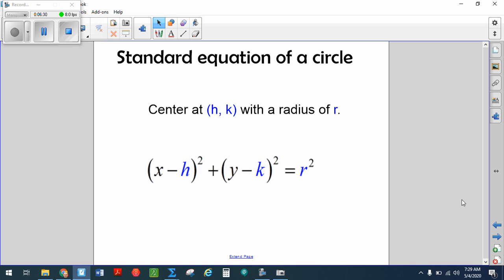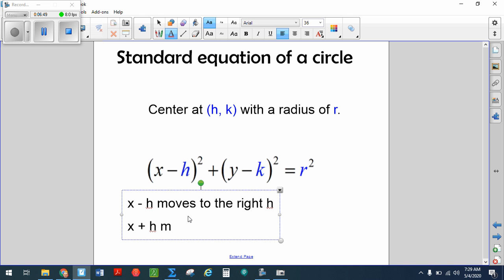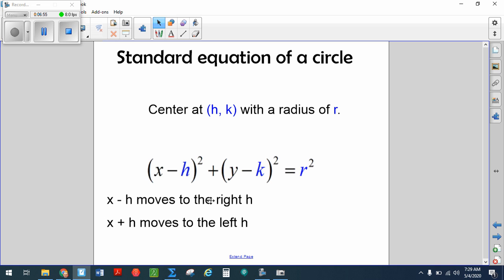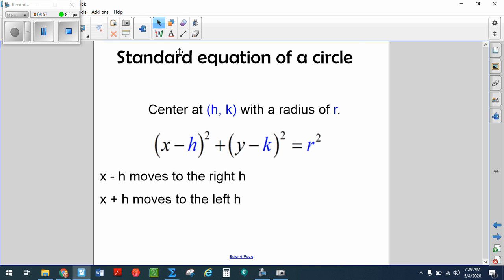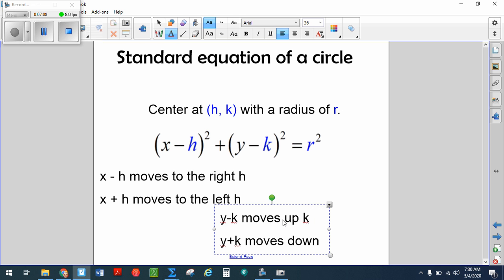So the standard equation of a circle with a center at h comma k and a radius of r is this equation. You could say that x minus h moves to the right h, x plus h moves to the left h. You could also note that y minus k moves up k, y plus k moves down k.